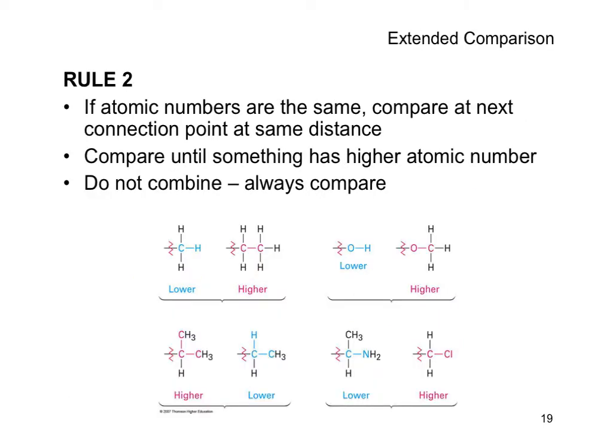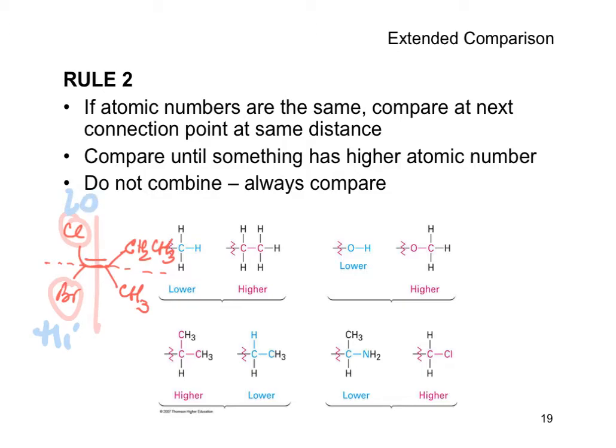The next rule is suggesting that if the atomic numbers are the same, then we go to the next atom, provided the next connection that you have is being compared at the same distance from the double bond. So what that means is that if you have, let's say, a double bond, and you had a CH2CH3 and a CH3, and maybe here you had a Cl and a Br, we have to compare Cl to Br. Of course, bromine has the higher priority because it has a higher atomic number, so I'm going to give that a high priority.